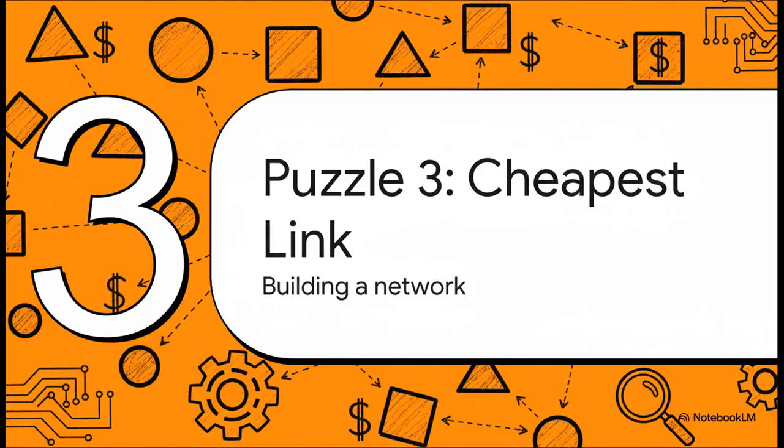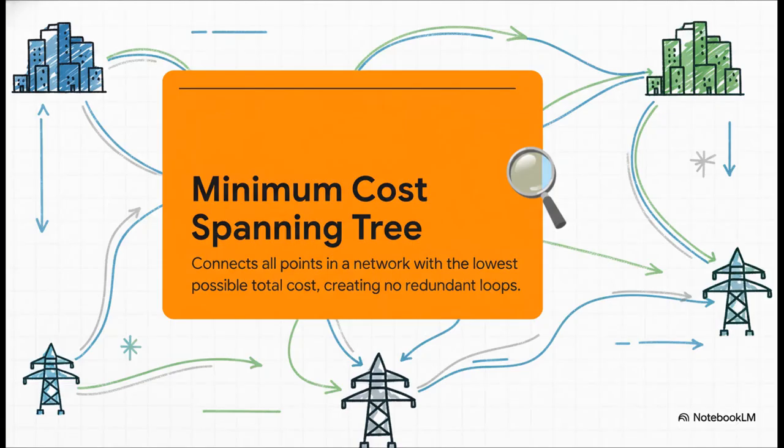All right, for our final puzzle, we're going to flip the script completely. We're not trying to find a path through a network that already exists. This time, our job is to design the network itself. We have to connect everything together for the absolute minimum possible cost. The answer to this puzzle is what's called a minimum cost spanning tree.